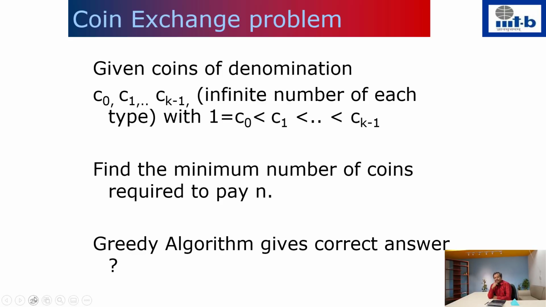In general, when you look at C of i, if C of i is greater than n, then you decrement your i. If C of i is smaller than n, then you will assume that we will pay with the ith coin, and then we will recursively find the solution for n minus C of i. This is the simple greedy algorithm, but unfortunately this does not give the correct answer in all cases.